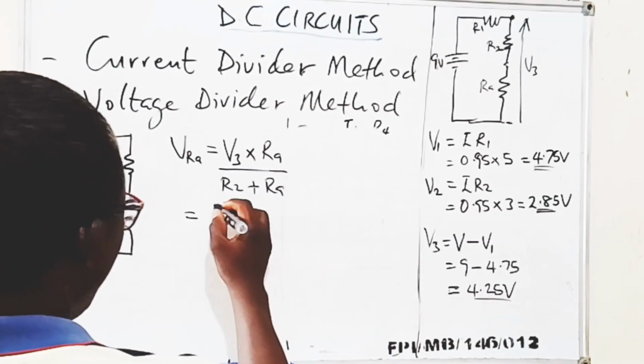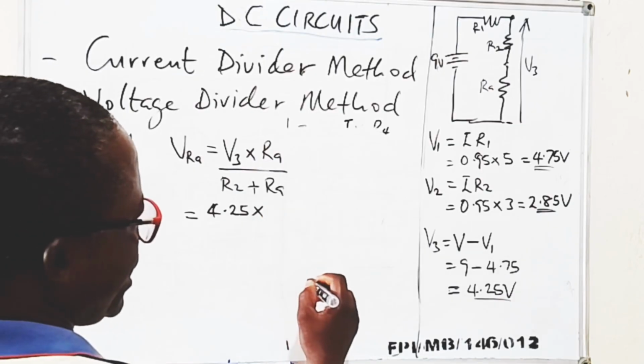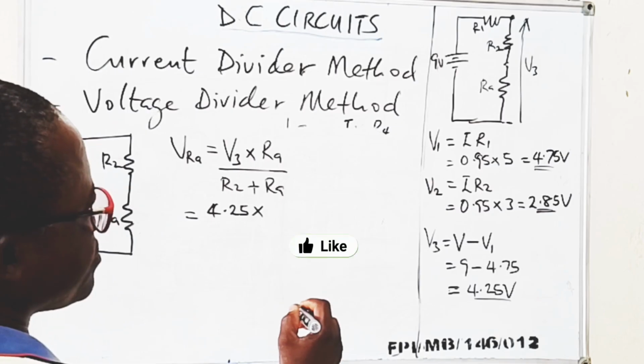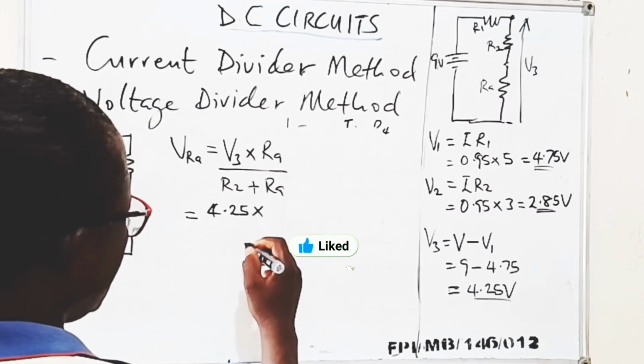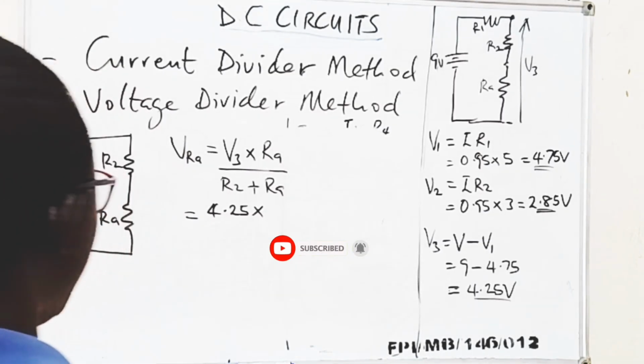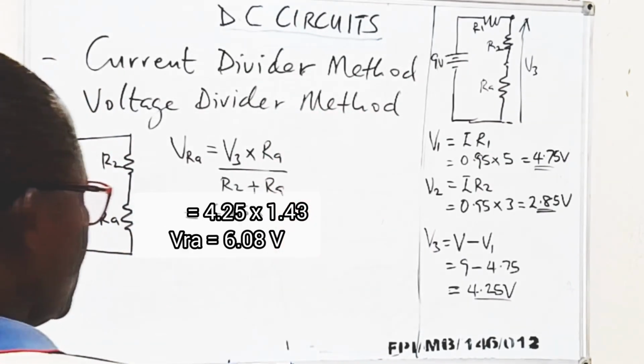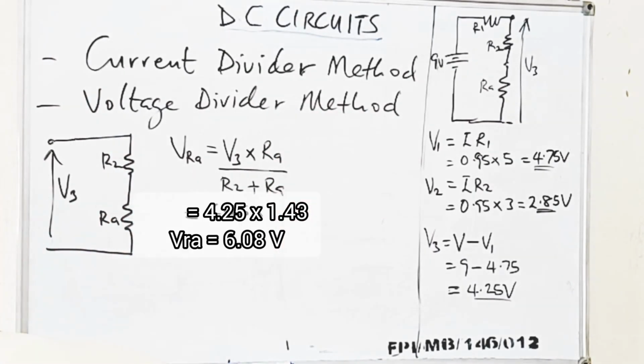So V3 is 4.25 multiplied by RA that was calculated earlier. RA is 1.43. So you multiply 1.43 by 4.25 to obtain the final answer. And the final answer is 6.08 volts. This is the final answer for the voltage.